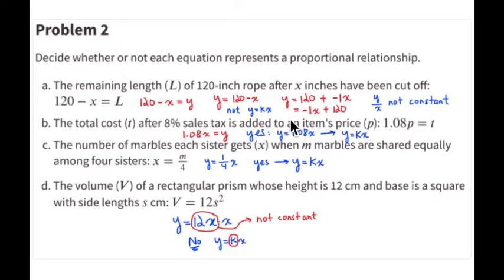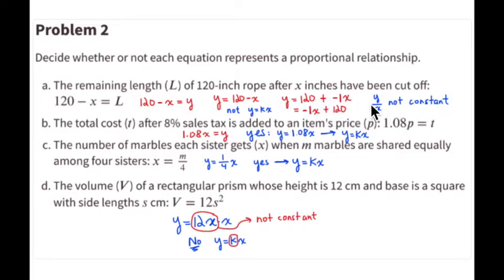This is getting closer, but it's still not y equals kx. If I plugged in values for x equals 1, x equals 2, x equals 3, and calculated the value of y, it would probably be a good exercise to do that for a few values.